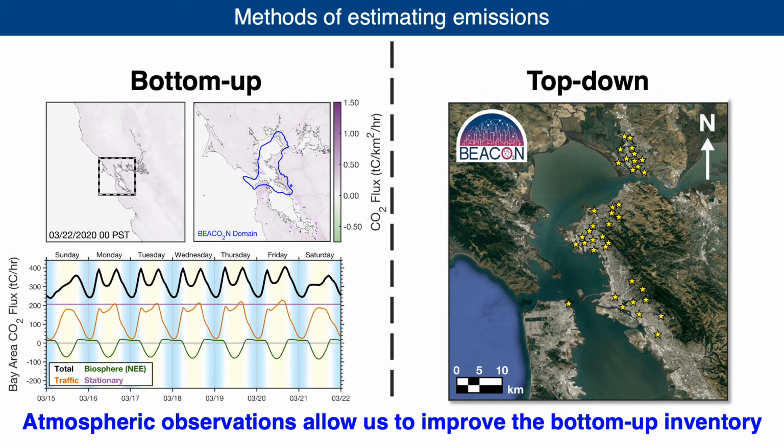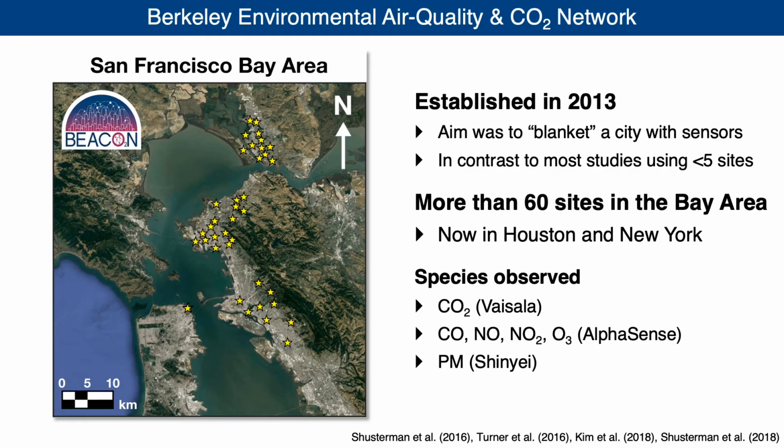Our aim here is to improve on this bottom-up estimate shown on the left using our atmospheric measurements from the Beacon network, which I'll talk about in a moment. The Beacon network was established in 2013, and the aim of this project was to really blanket a city with sensors. This was in contrast to most studies at the time that were using about 1 to 5 sites to sort of characterize urban CO2 emissions.